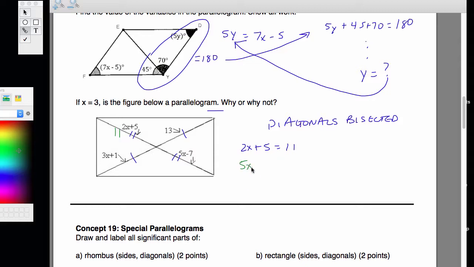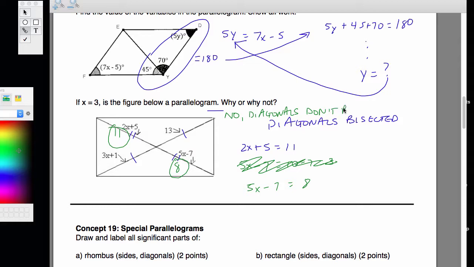And then 5x minus 7 is equal to 10 minus 7 equals 3. Ooh, sorry, x is 3. 5x minus 7 is equal to 15 minus 7, which is 8. So this is 8. Well, ask yourself, are these congruent? No, they're not. So it should be no, the diagonals don't bisect. Okay?